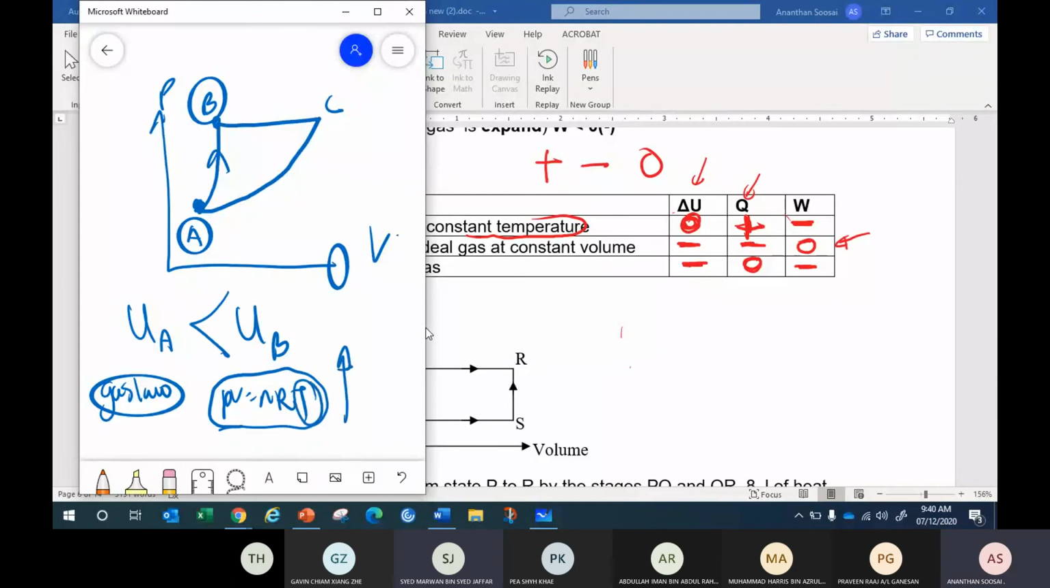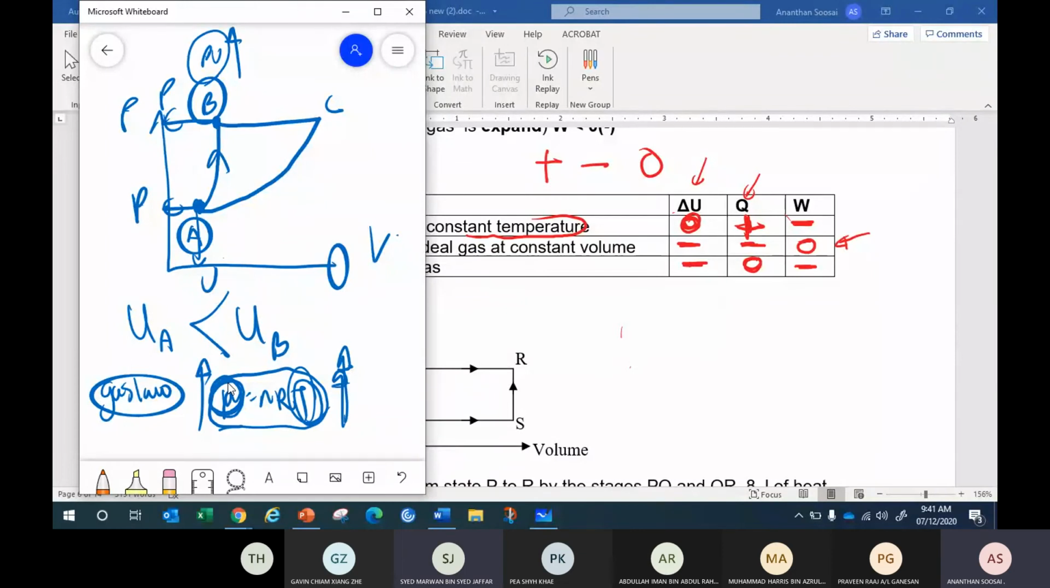Because the pressure increases but the volume stays constant. In other words, the product of PV is greater. At A, the PV value is this P and this V, a small number. B is big P, small V. So the product of PV at B is bigger. So PV bigger means temperature will be higher, mathematically, right?